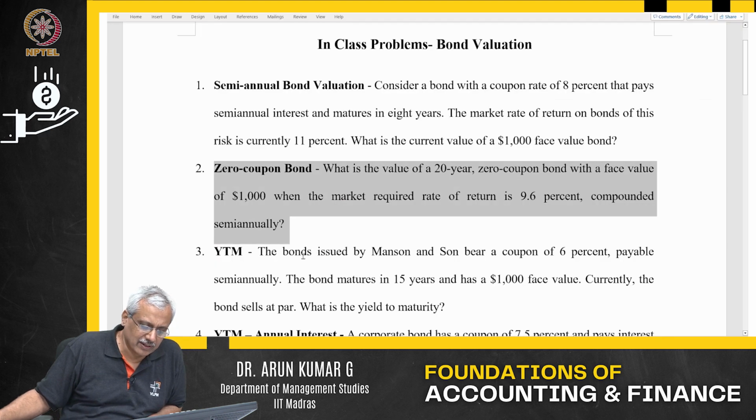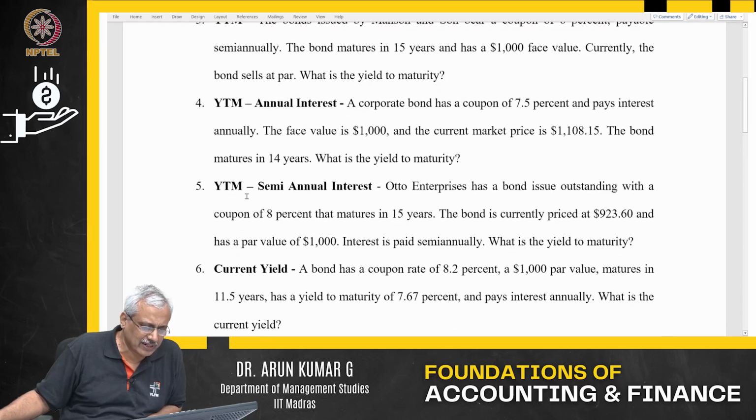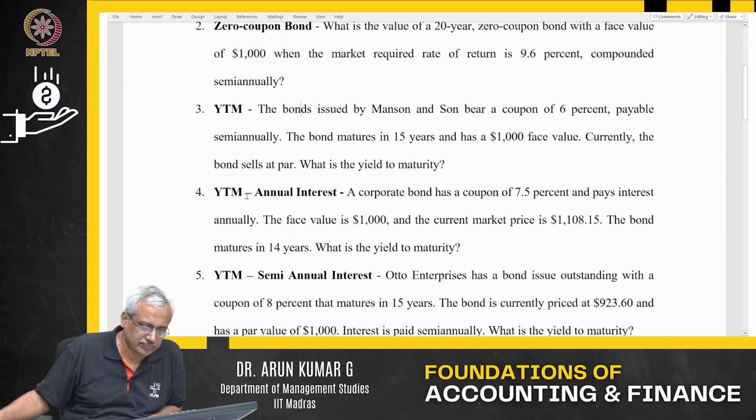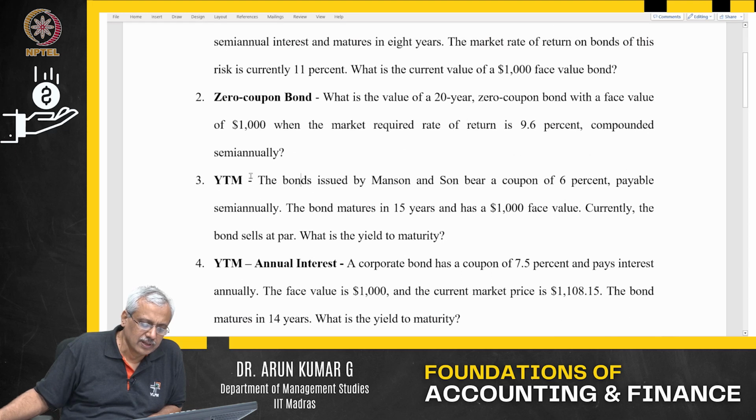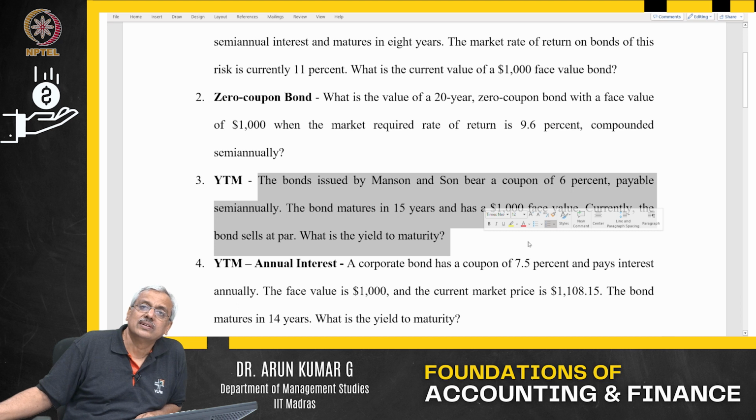Let us go to the third question. We will solve 3 and 4, and then the rest, 4, 5 and 6, you can solve by yourself. The bonds issued by Manson and Son bear a coupon rate of 6% payable semi-annually. The bond matures in 15 years and has a $1000 face value. Currently, the bond sells at par. What is the yield to maturity? Very simple in this case.